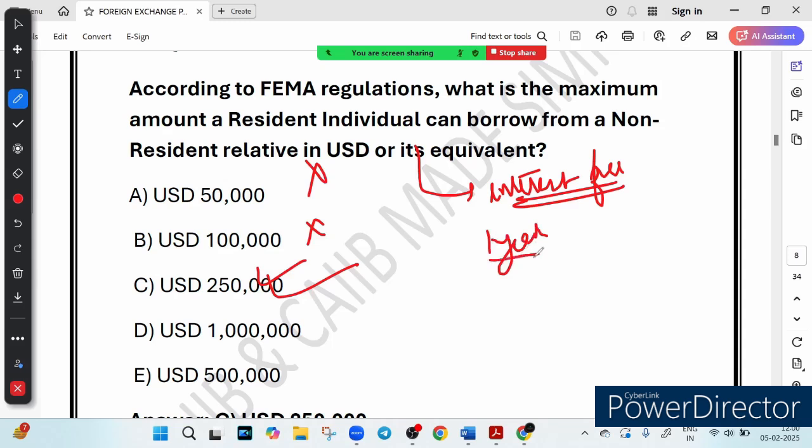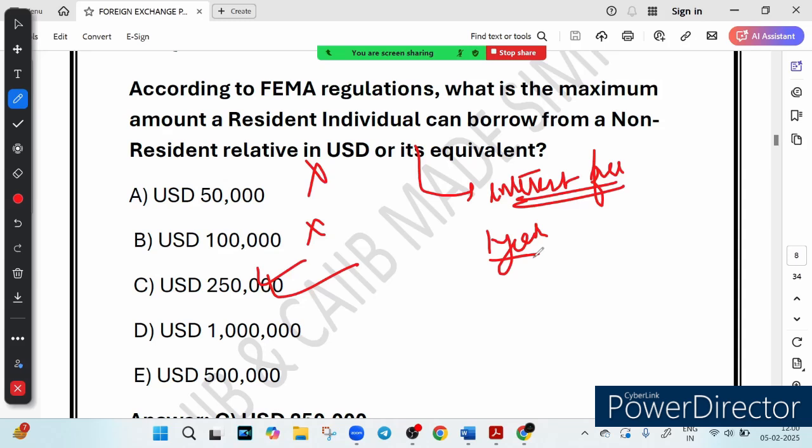The borrowed amount can be used for personal or business purposes, but not for restricted activity like real estate investment or trading in a prohibited sector. Right? You should remember it. For example, if an NRI father wants to lend USD $2 lakh to his son in India for higher education, he can do so under FEMA guidelines, as the limit is $2.5 lakh.